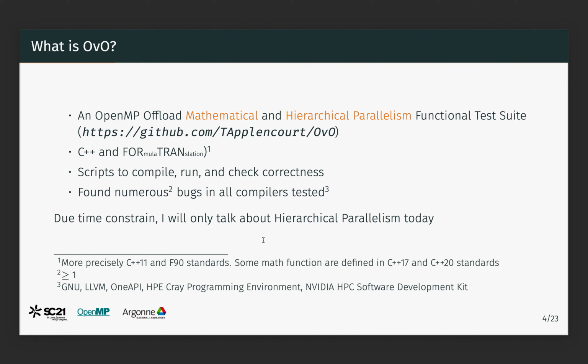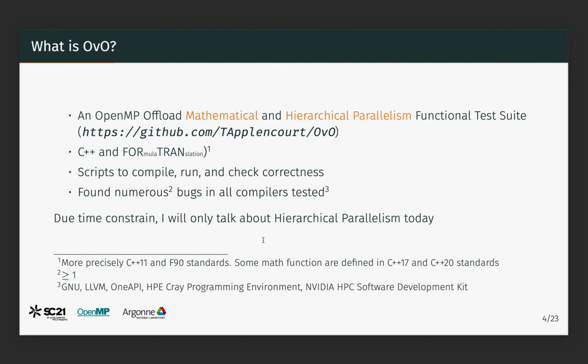So what is OvO? It's an OpenMP offload mathematical and hierarchical functional test suite. We test everything in the OpenMP specification related to hierarchical parallelism and mathematical functions. We choose a subset and generate all the tests corresponding to that. It is for C++ and Fortran. More precisely, all the tests are C++11 and Fortran 2019. And I test the latest OpenMP specification, which today is 5.1.